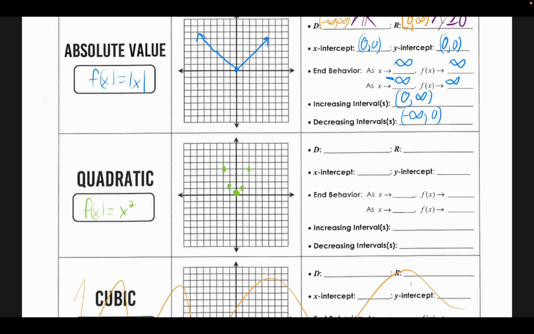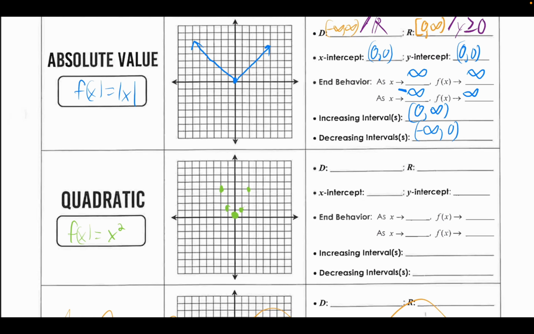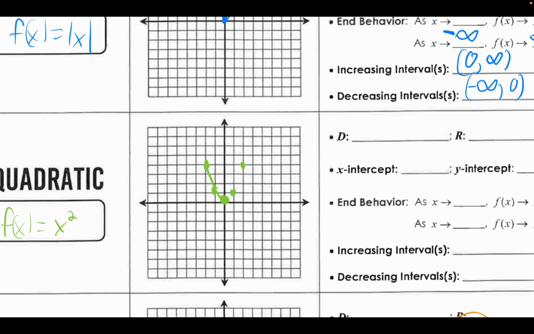But it goes 1, 1 and negative 1, 1, and then 2, 4 and negative 2, 4. We find that by squaring the x value. So squaring the x value of 1 gets us a y value of 1. Squaring the x value of 2 gets us a y value of 4.